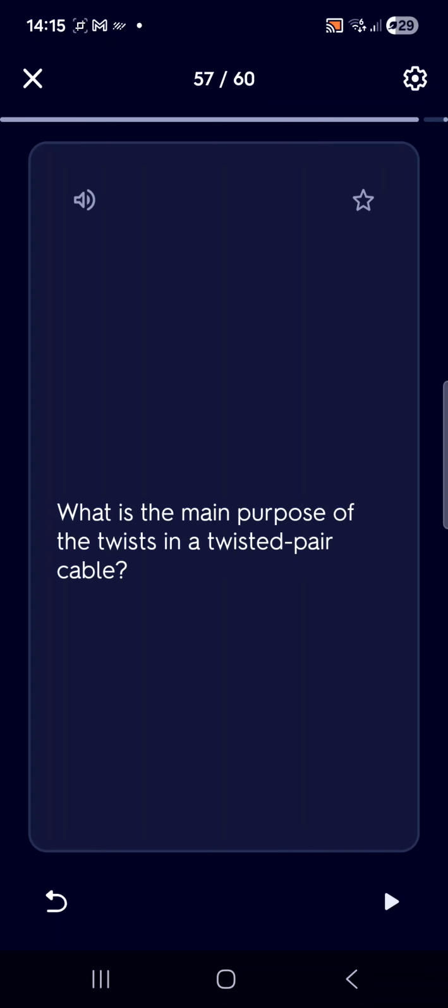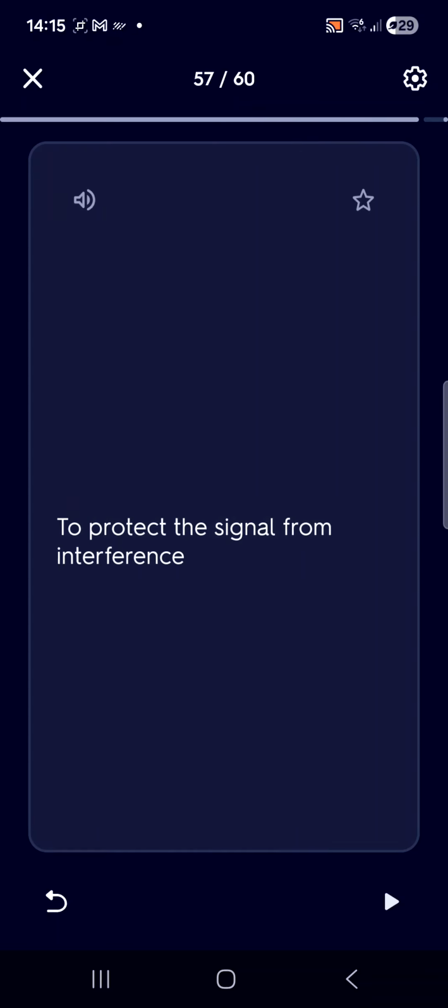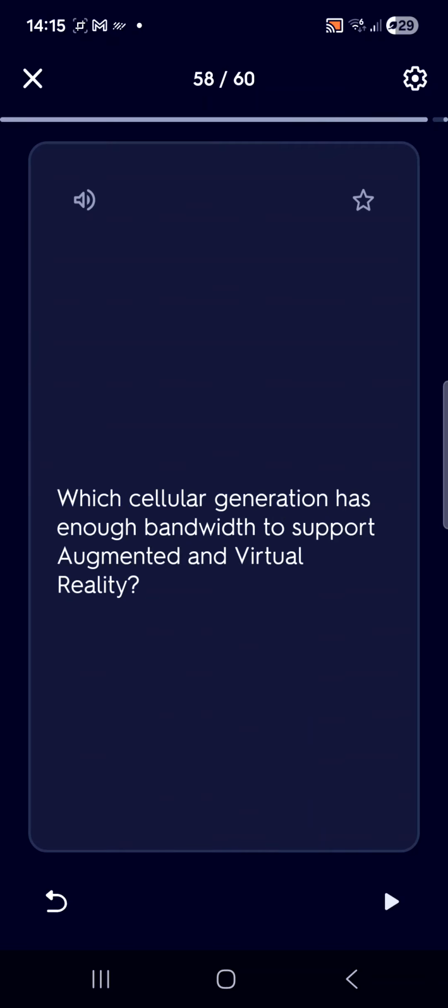What is the main purpose of the twisting in the twisted pair cable? It's to protect the signal from interference.